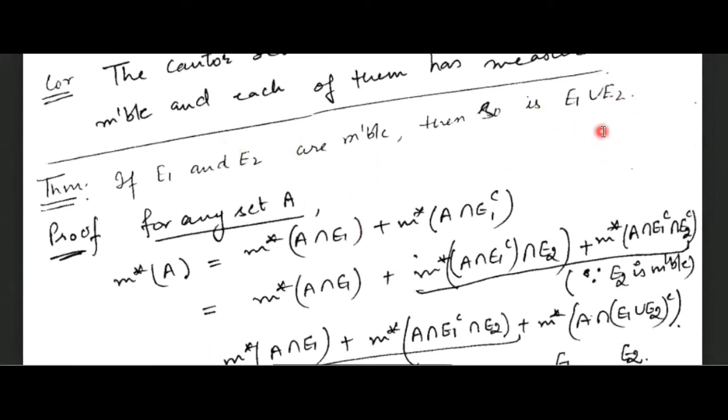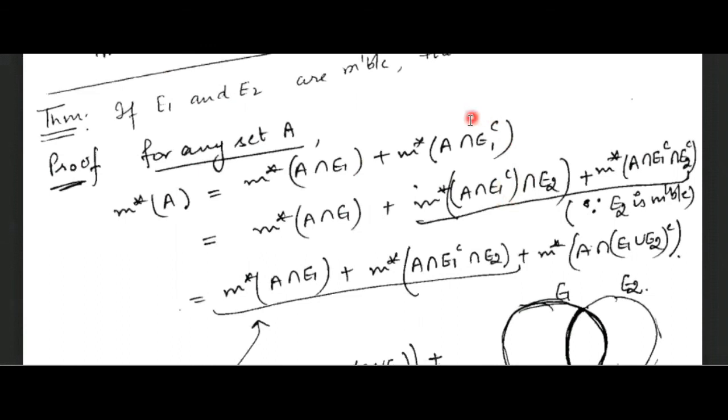Now the next result says that whenever E1 and E2 are measurable, their union is also measurable. For this we consider any set A, and since we know that E1 is measurable, we get the equality that the outer measure of A is the same as the outer measure of A intersection E1 plus the outer measure of A intersection E1 complement. Further, over the E1 complement set, we can consider this to be any set A, and since E2 is measurable, this should be equal to the outer measure of this intersection E2 plus the outer measure of this intersection E2 complement.